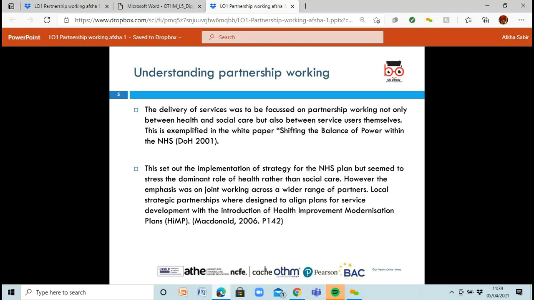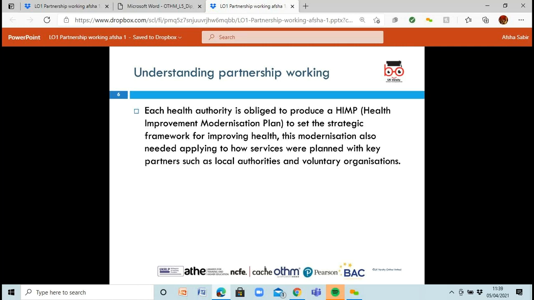But now we've got local strategic partnerships that have been put together. So we've had the introduction of the Health Improvement Modernisation Plan, the HIMP, and it's working on making equal partners between health and social care now. Each health authority is obliged to produce a HIMP. So it needs to set a strategic framework for improving health, and it also needs to modernise how its services are planned. So who they're going to work with, which authorities they're working with, which voluntary organisations they're working with.